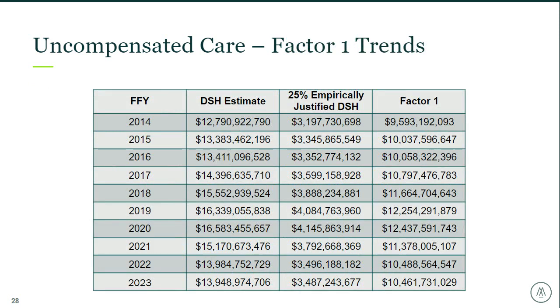So the net result is a 2023 DSH estimate of $13.9 billion. After removing the 25% empirically justified amount, the final factor 1 is $10.4 billion. So this slide just shows a view of the factor 1 from a trending standpoint back to 2014. You can see roughly it's gone up, and then since 2020 it has gone steadily down, very close to the same as last year's.